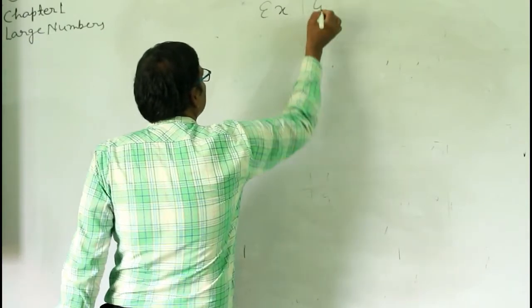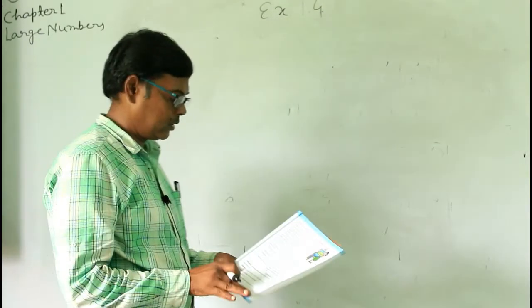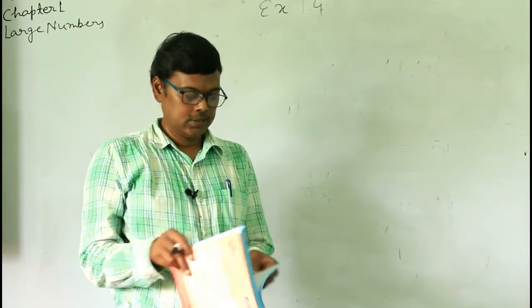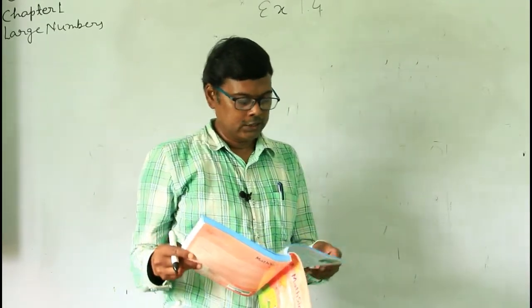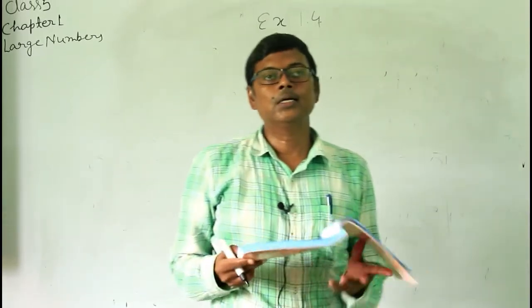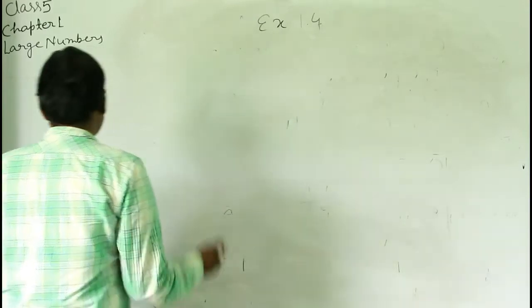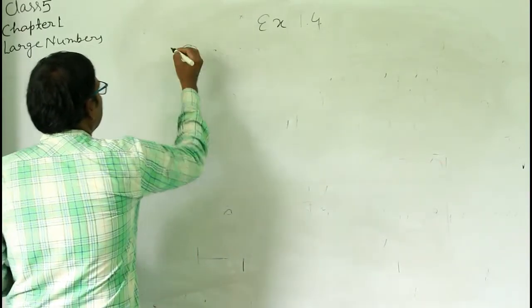Exercise 1.4. In this, there are different ways of expressing numbers. So the first question is: insert commas and expand the following numbers. So the first number is A.